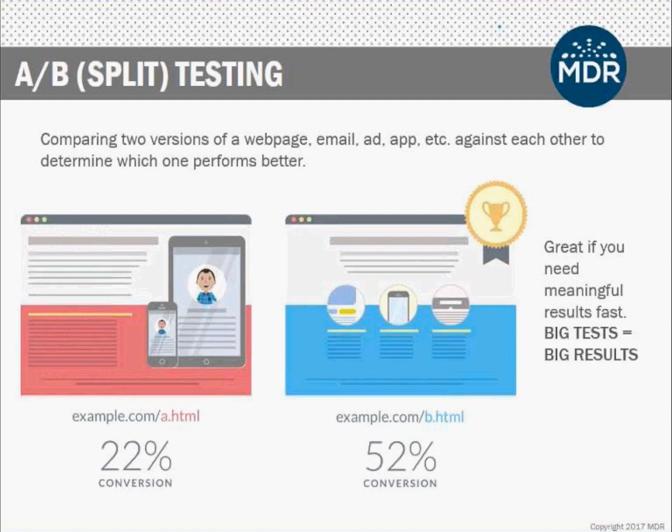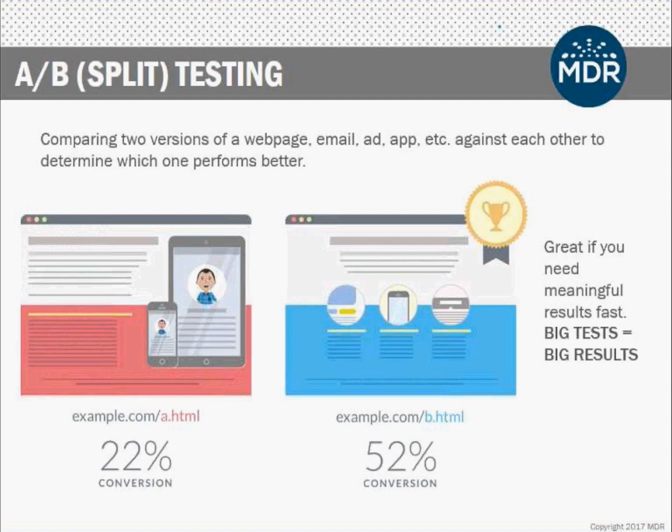It's not button color that's the reason you're not getting through. It's probably a lot of different things. And also, since you haven't tested it in a while, it's probably worth just throwing a new design out there and seeing what happens. So that's when it really makes sense to do A/B testing.